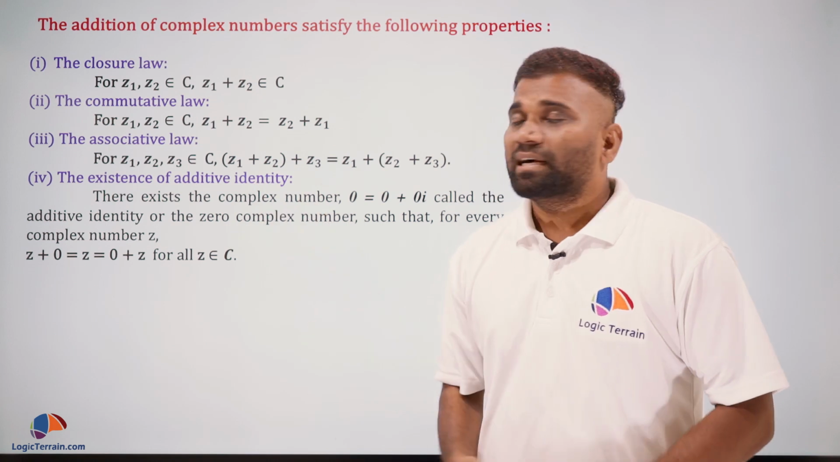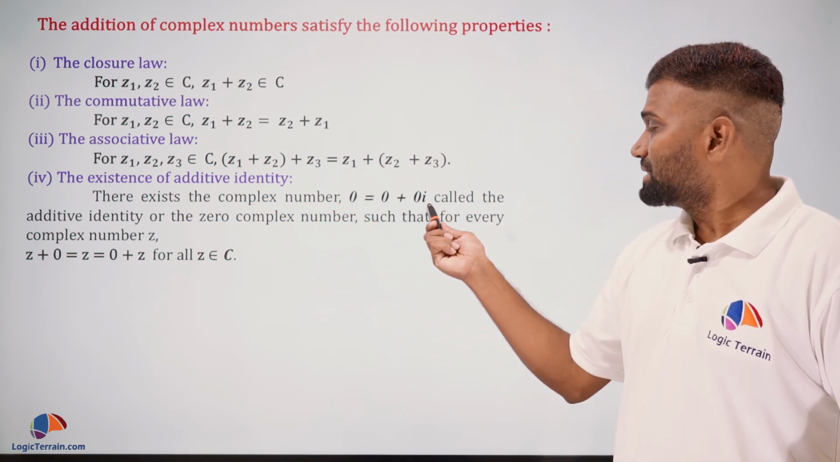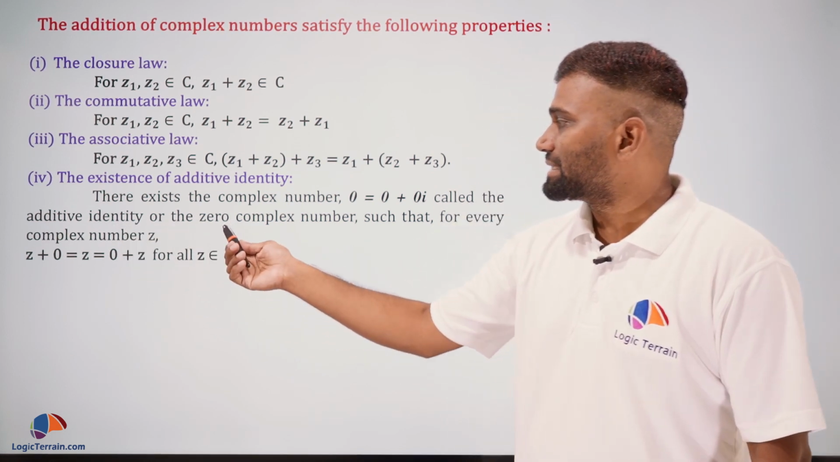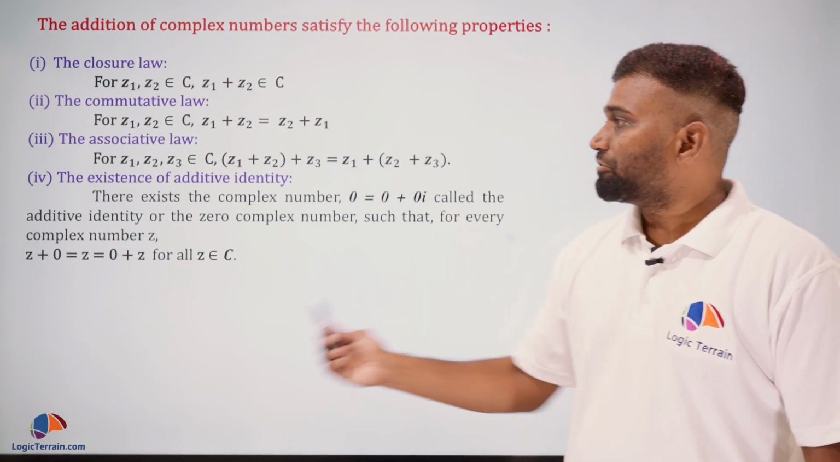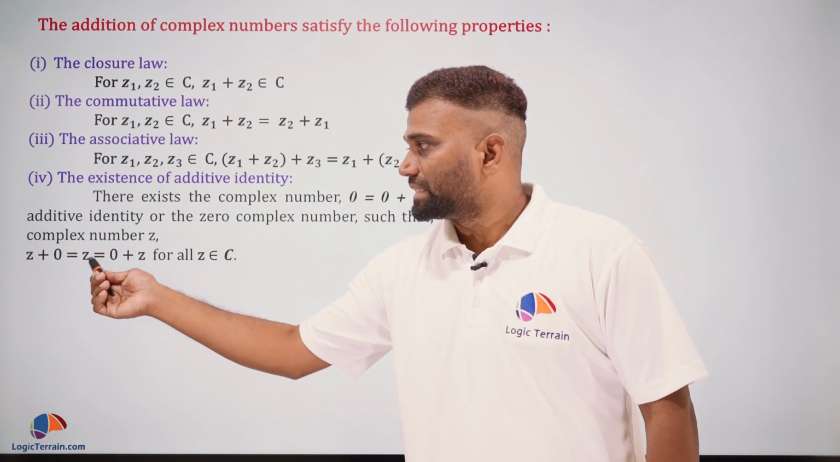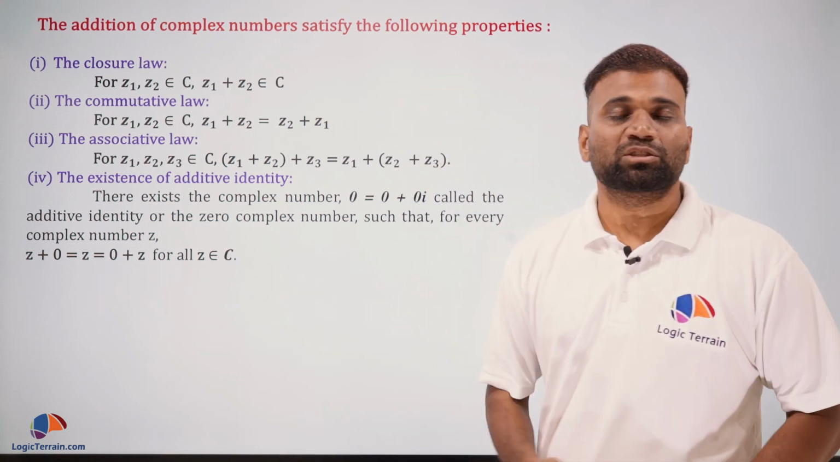Existence of additive identity. There exists a complex number 0, that is 0 plus 0i, called the additive identity, or you can say zero complex number, such that for every complex number z, z plus 0 is equal to 0 plus z is equal to z for all z belongs to C.